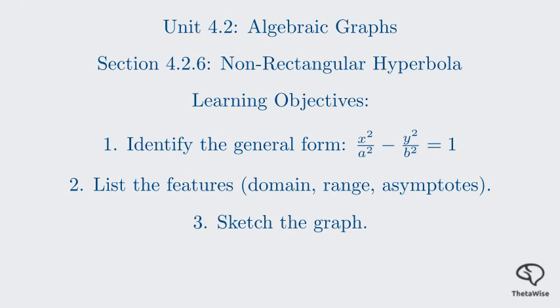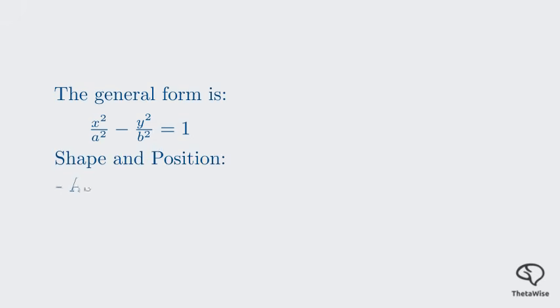Let's get started. First, let's establish the fundamental building blocks of a non-rectangular hyperbola. The general form of its equation is x squared over a squared minus y squared over b squared equals 1. Let's repeat that. x squared over a squared minus y squared over b squared equals 1. This specific structure tells us a lot about the hyperbola's shape and orientation. Now let's look at its key features.